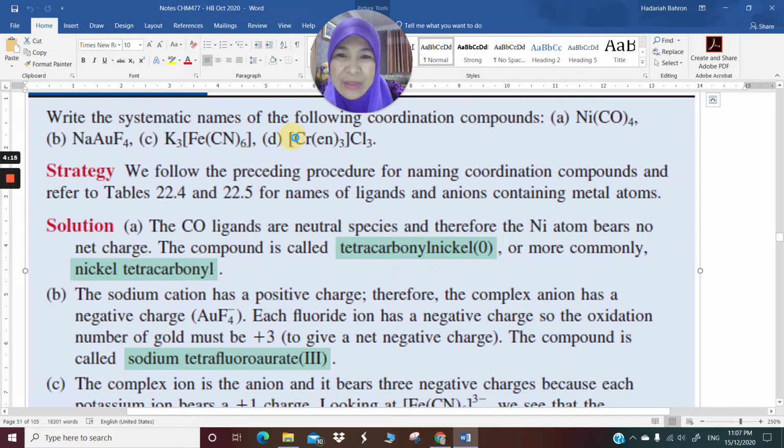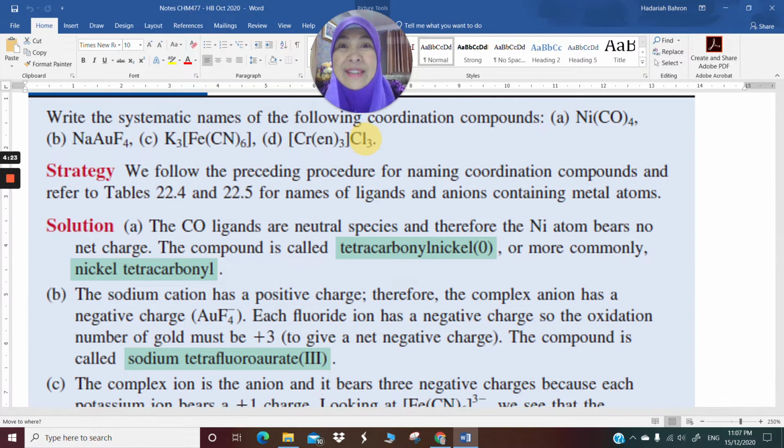Your complex ion now becomes a cation. Why do I know that the complex ion is the positively charged cation? Because the counter ion is negatively charged. There are 3 chloride there. So it is neutralizing the charge of the complex ion. So the complex ion is 3 plus.